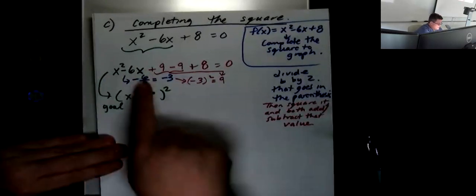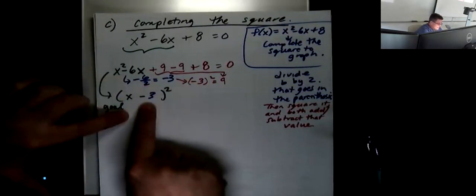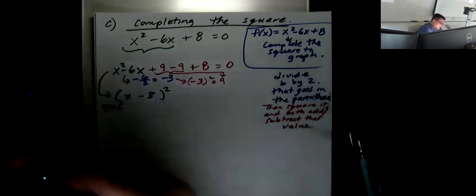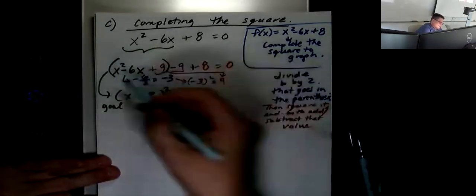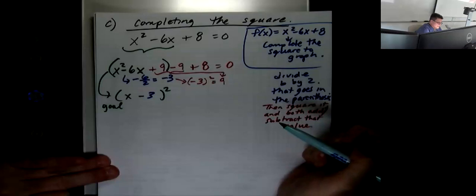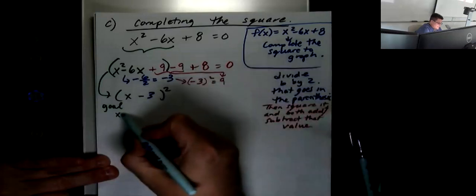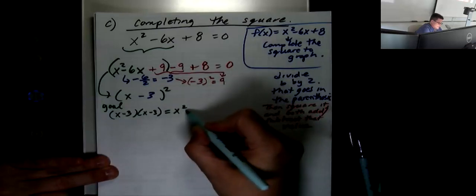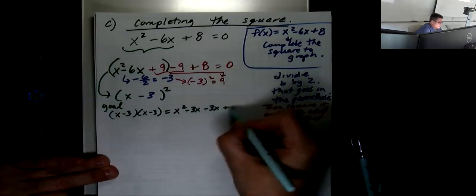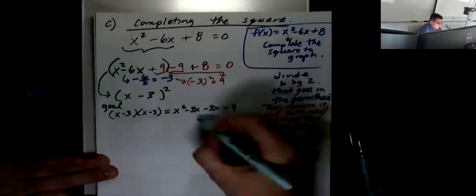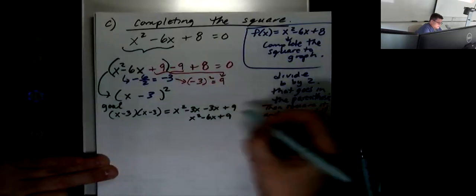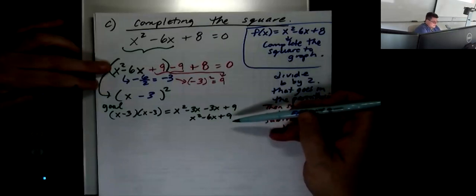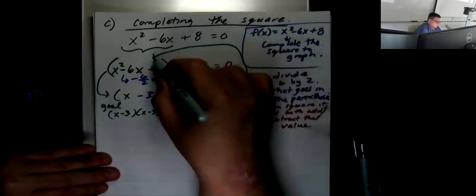So we took this number, cut it in half, and it's gonna go in here, and then we square it and add and subtract it. This part right here is what makes the square. You can see if we multiply that back out, x minus 3 times x minus 3 is x squared minus 3x minus 3x plus 9, x squared minus 6x plus 9. That's where the idea of completing the square is. So this verified that I completed the square correctly.